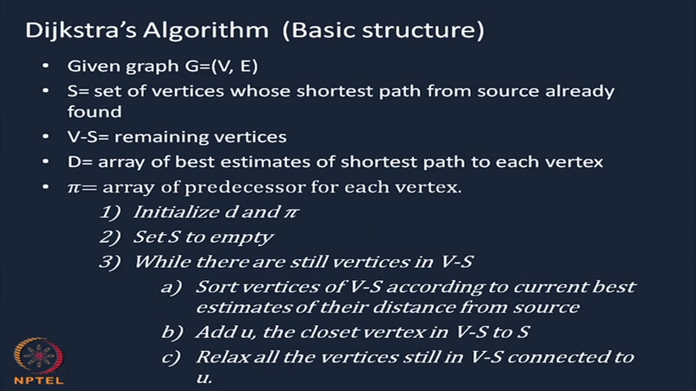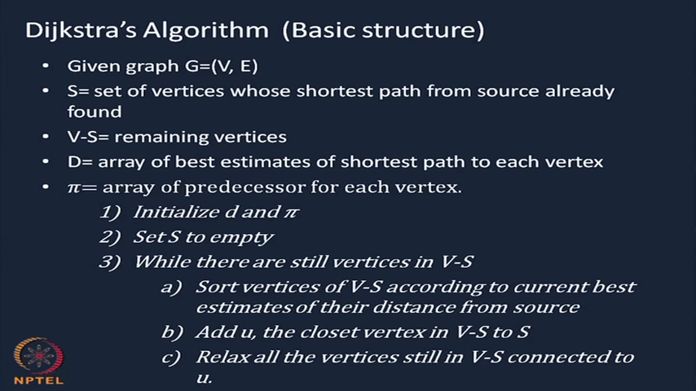What is the basic structure of the Dijkstra algorithm? You are given a graph G equals (V, E). S is the set of vertices whose shortest path we will be finding, and V minus S are the remaining vertices. V is all the vertices, S is the set of vertices whose shortest path we have found, V minus S obviously will be the remaining vertices. Your d, as we have told, is the small d array of best estimates of shortest path of each vertex. This is small d, not capital D, and pi is the array of predecessors of each vertex, which we have defined earlier.